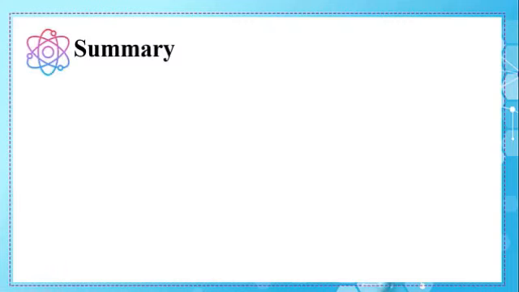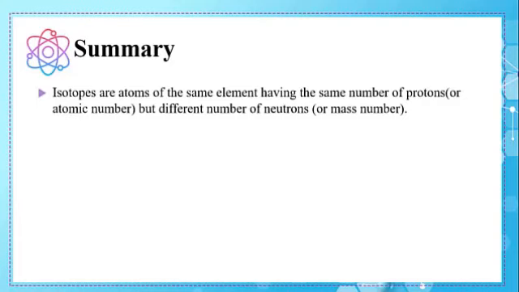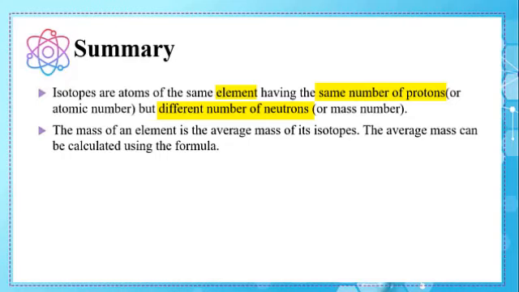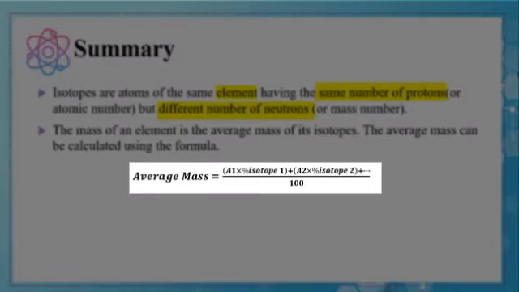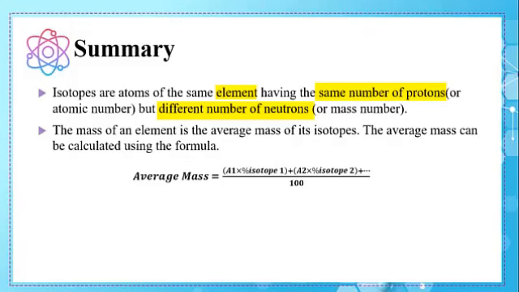Finally, it's time to summarize. Isotopes are atoms of the same element, having the same number of protons or atomic number, but different numbers of neutrons or mass number. The mass of an element is the average mass of its isotopes. The average mass can be calculated using this formula. The average atomic mass is expressed in U or AMU.